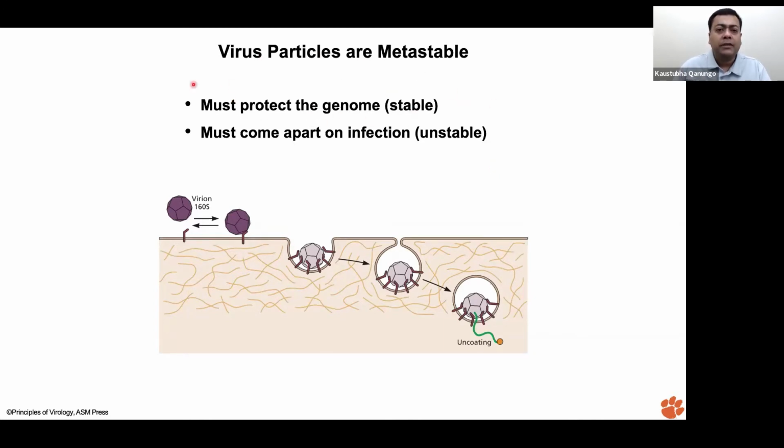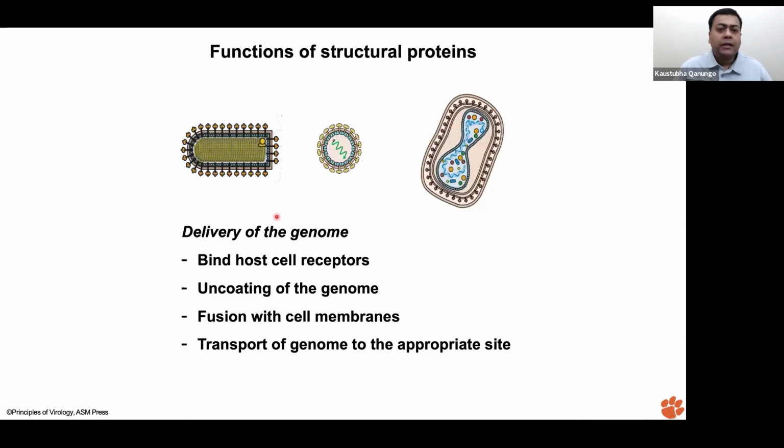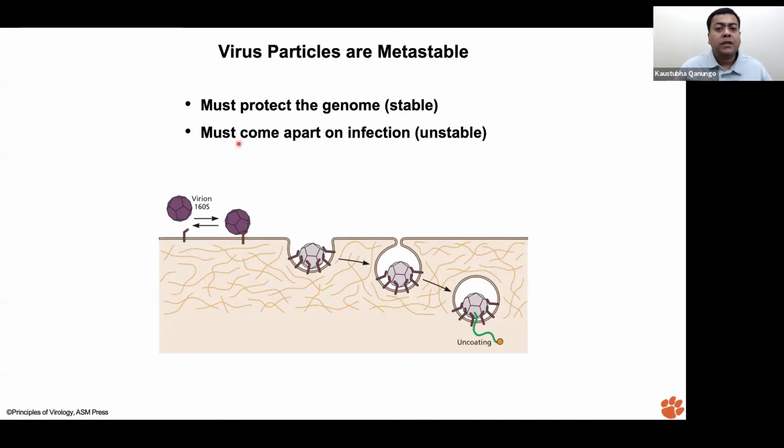And this tells you that it is a stable function. This is the first slide. The second slide tells you that delivery of the genome also needs to uncoat the genome. So the genome from the inside needs to come out. So it must come out in the infection. And this is an unstable structure.